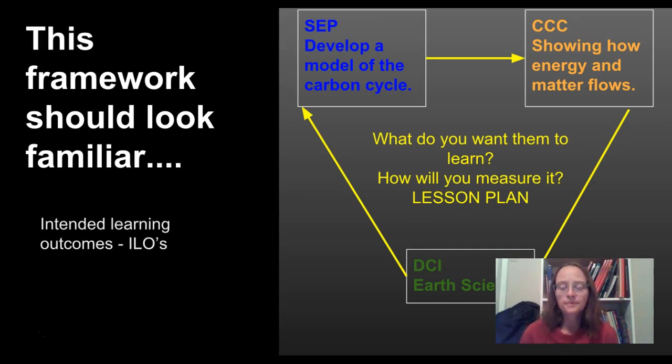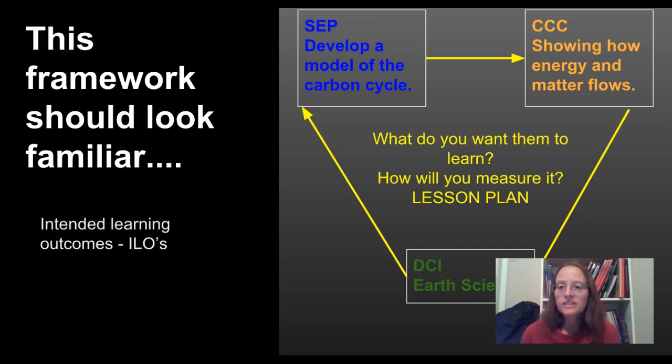So, for example, here's another earth science example. The science and engineering practice is to develop a model of the carbon cycle. So I would have my students develop a model, and in that model, they would have to show how energy and matter flows in that system that we're learning about.